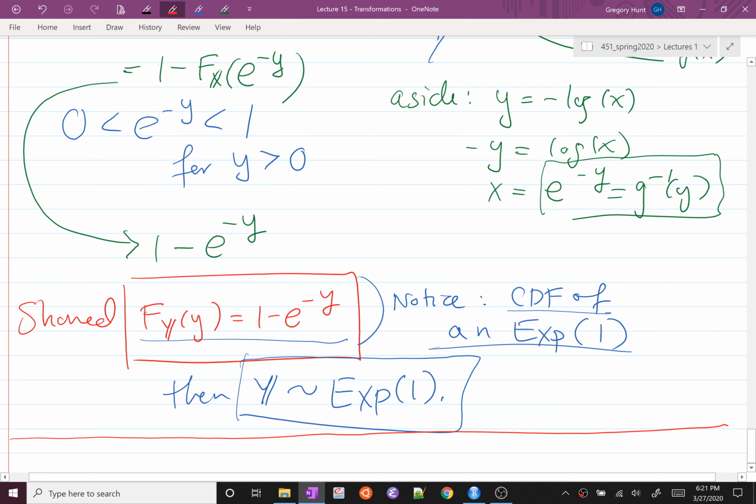So if I have x that's uniform, and I take negative log of x, that has a standard exponential, is what it's called, the rate parameter 1. So that's the theorem for CDFs for continuous.